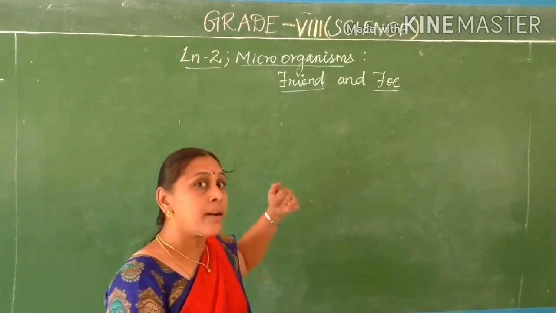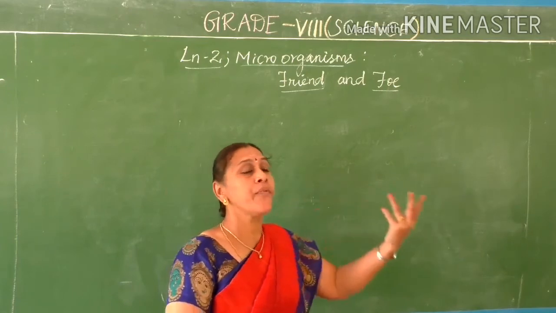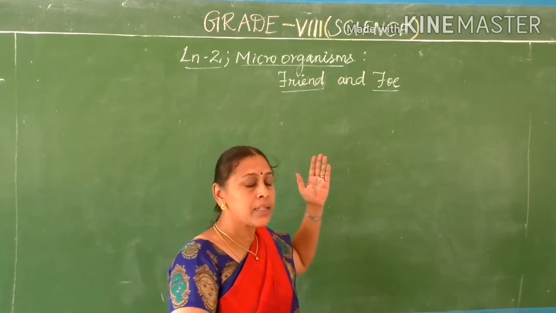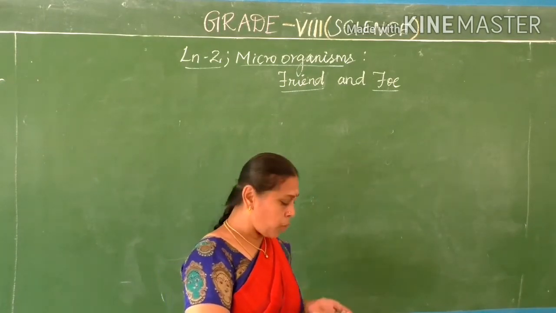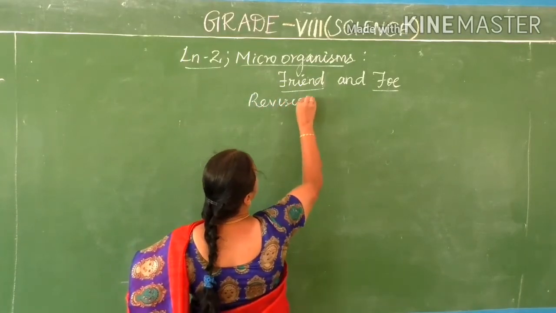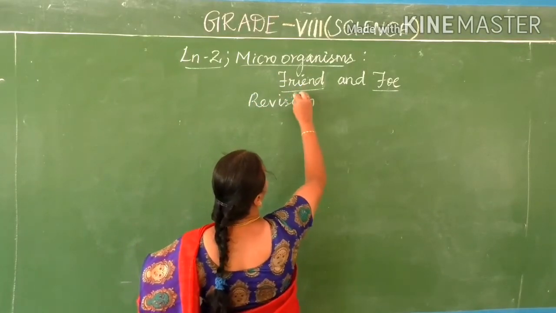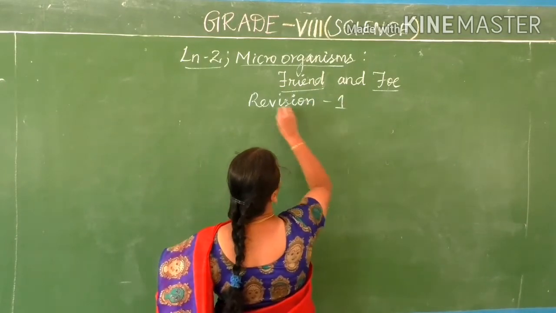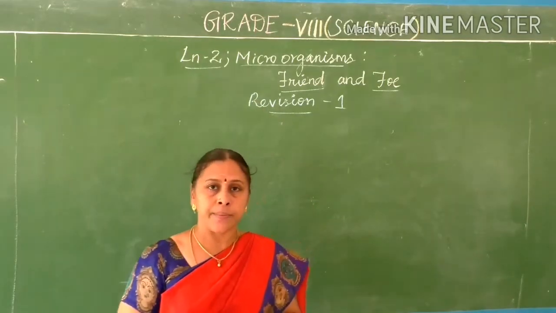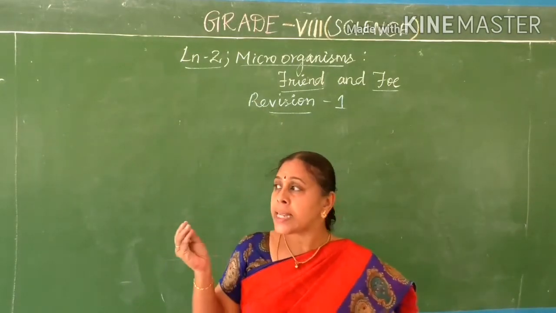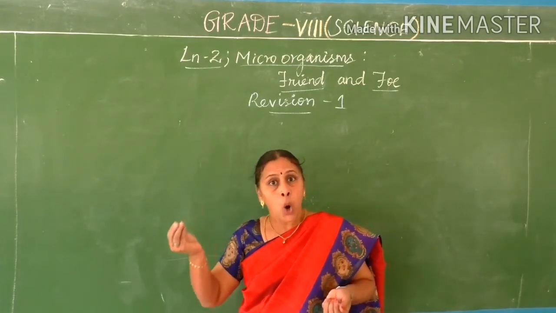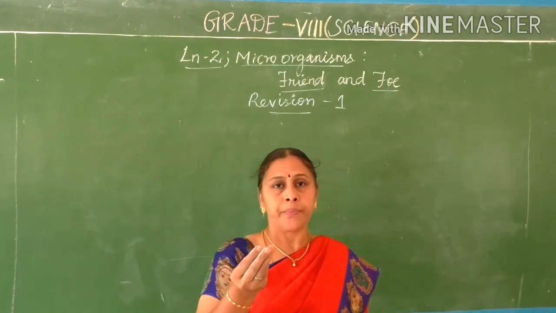Now, about that microorganism which we are not able to see, we are going to see in this chapter. In the last video class itself, we started about that, and now I am going to revise that lesson again. That part which I taught in the last class, I am going to revise today. What are microorganisms? Microorganisms are the organisms which we are not able to see.